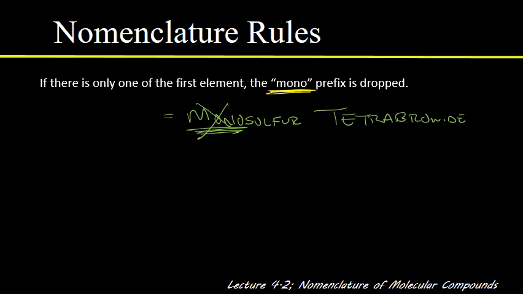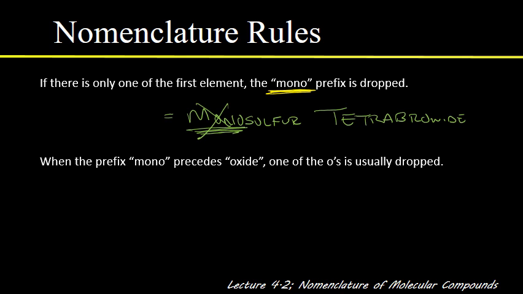And the second rule, which comes up a little bit less often, is when the prefix mono precedes oxide, then one of the O's is dropped. If you left both of the O's in there, the end of the name would say monooxide, and that's just a little bit, I wouldn't say tongue twister, but it's just a little bit cumbersome, right?